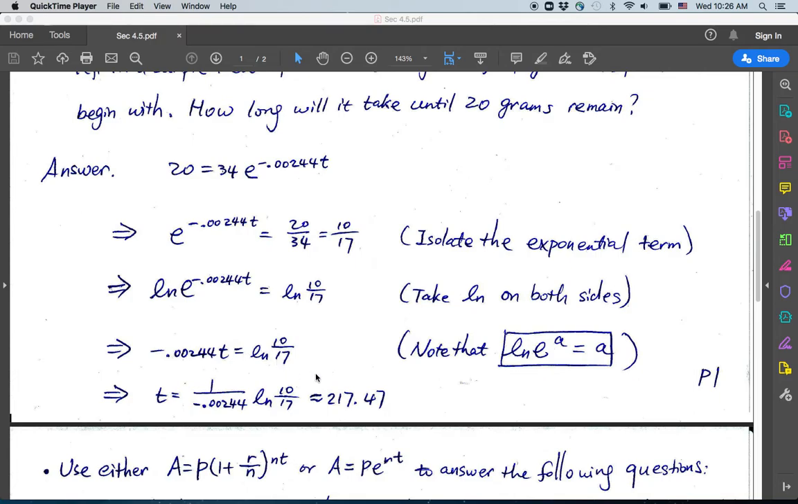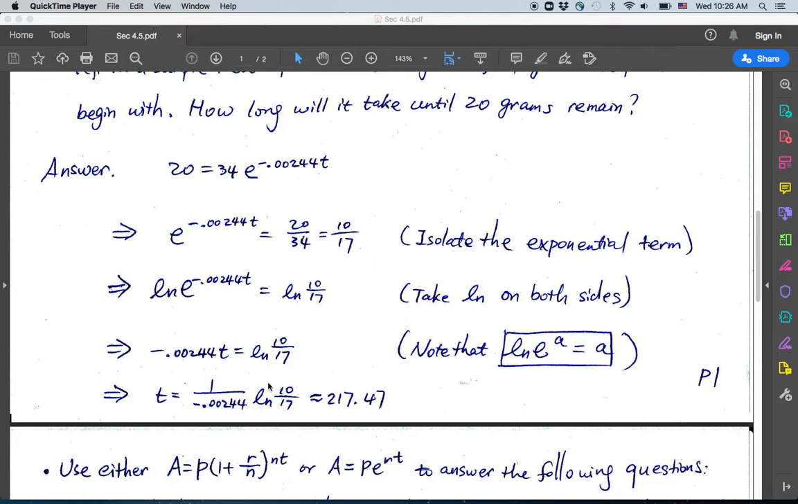And the right-hand side is a number. We're going to evaluate this at the very last step. And then we solve for t by dividing the coefficient on both sides. This is the exact value for our t. If you want a decimal approximate for this number, you can use your calculator to calculate it.